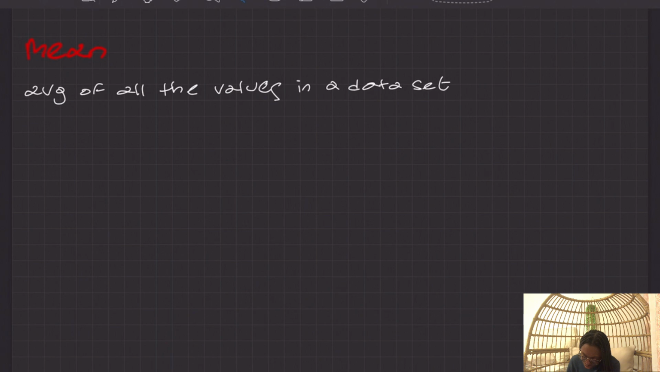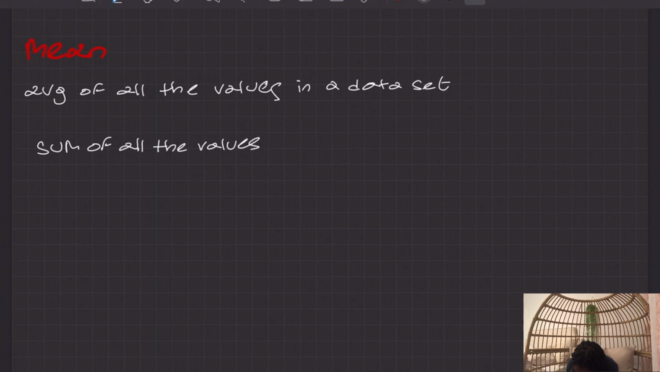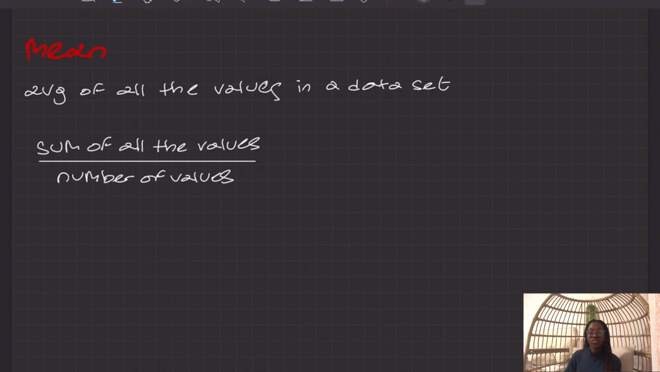And in order to solve for the mean, you take the sum of all the values and you divide it by the number of values, right? So you take all the values in the data set, add them all together, and then divide that by the number of numbers that occur in the data set. And this gives you the average or the mean.